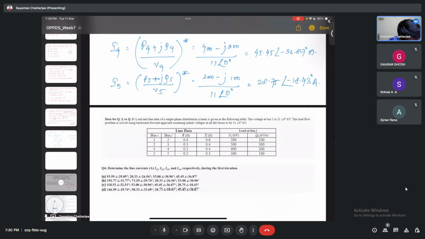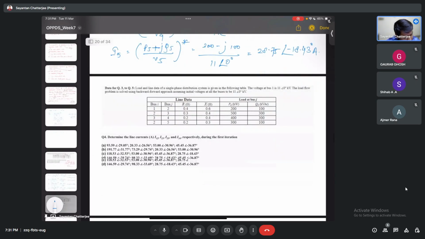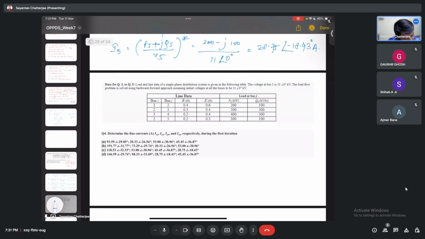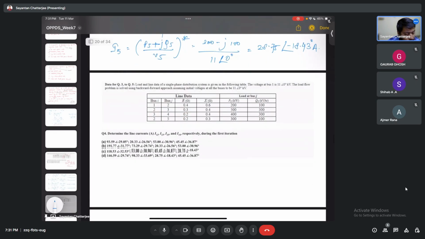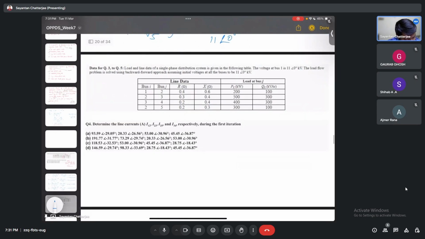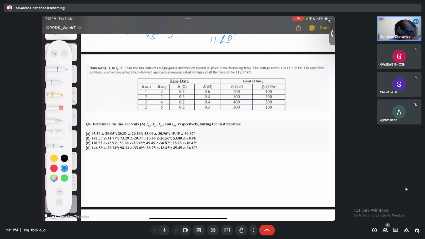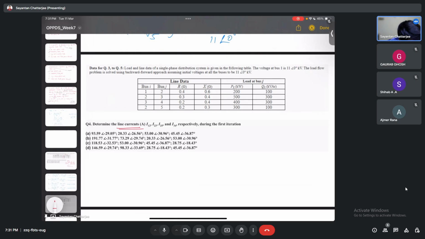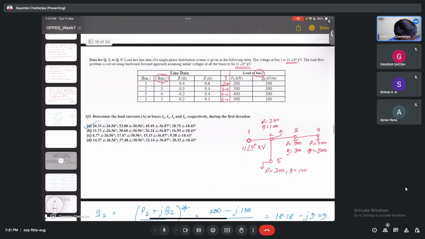So this is the question. This part is the same, but here we need to determine the line currents. What we had determined here were the node currents, right? So here the question is to find the line currents for the first iteration only. Here it is line currents. Here it was the load currents.